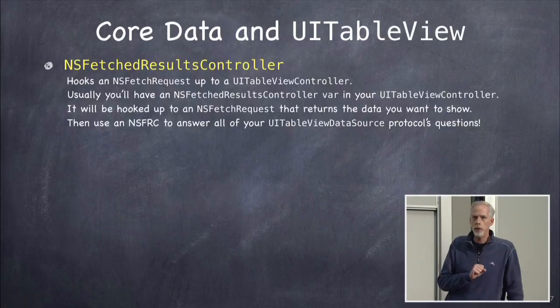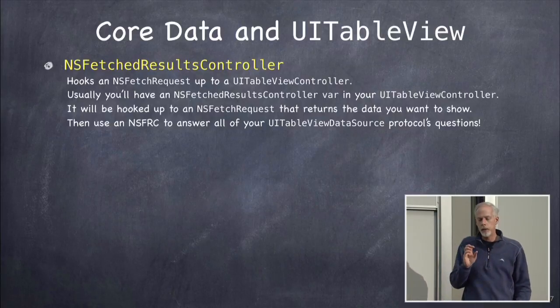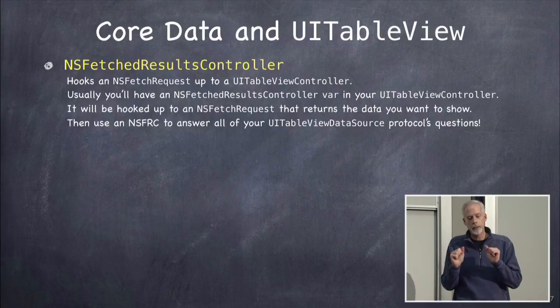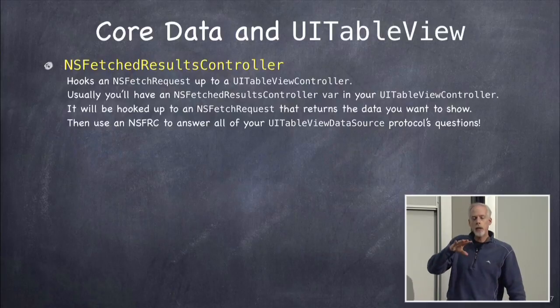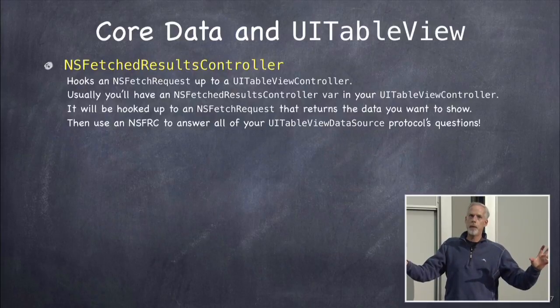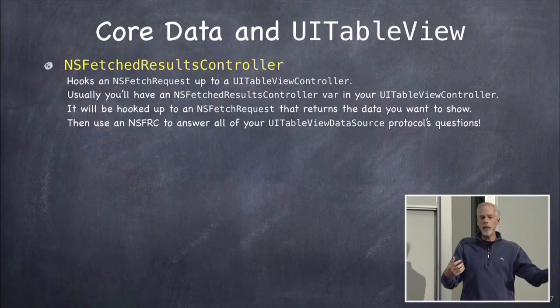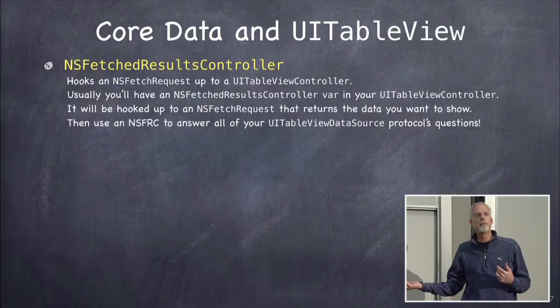This is not a view controller. This is a controller that controls Core Data and UITableView talking together, but it's not NSFetchedResultsViewController. All NSFetchedResultsController does is hook up an NSFetchRequest that you create to a UITableView. And it hooks them up in such a strong way that if anything changes in the database that would cause that fetch request to return different results, it updates the table automatically.